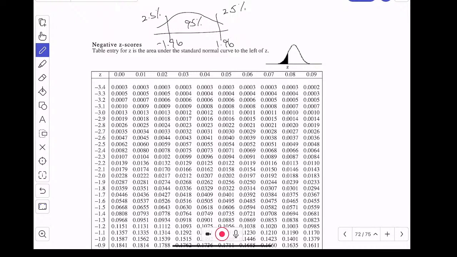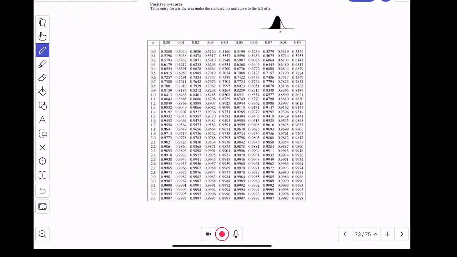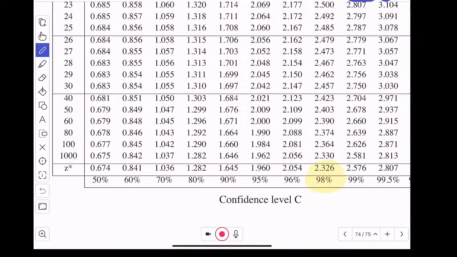I'll show you that is also the same here on the t-table at the bottom with the 0. 95% is here. So 1.96.